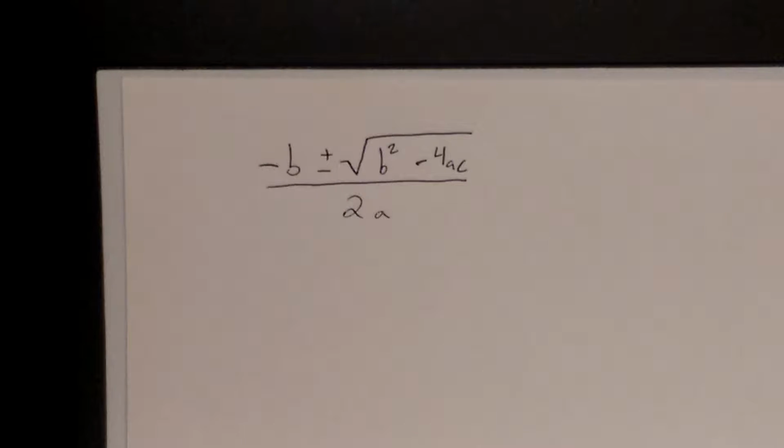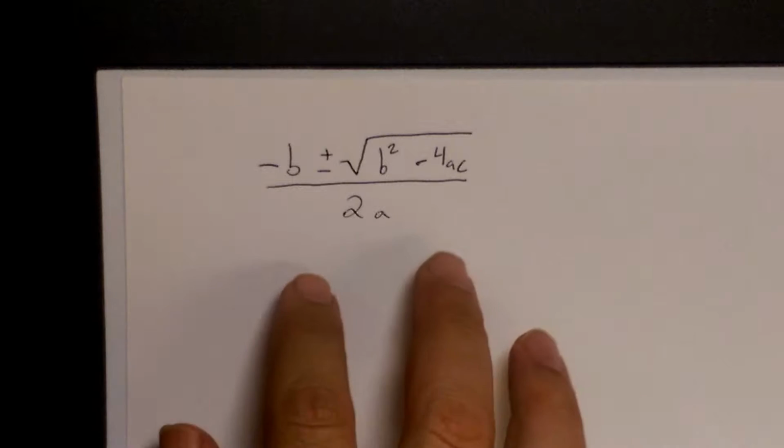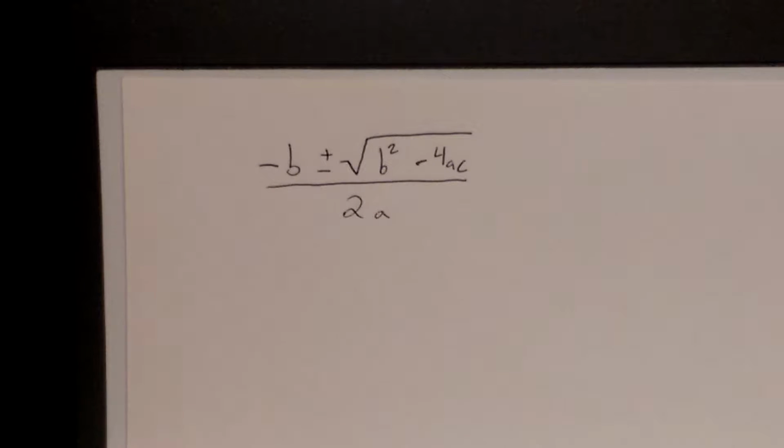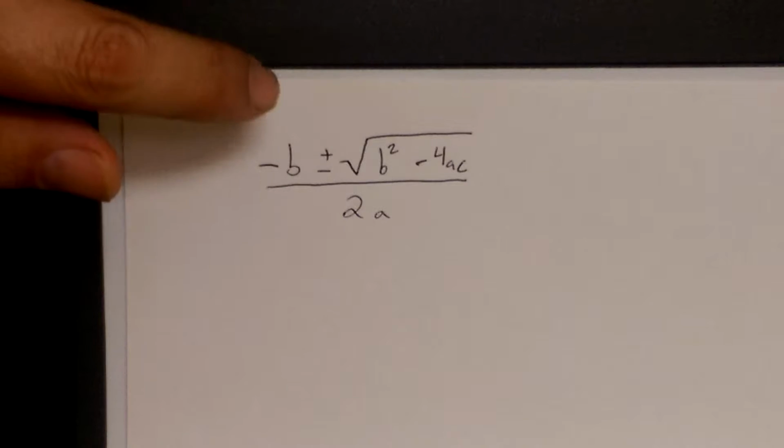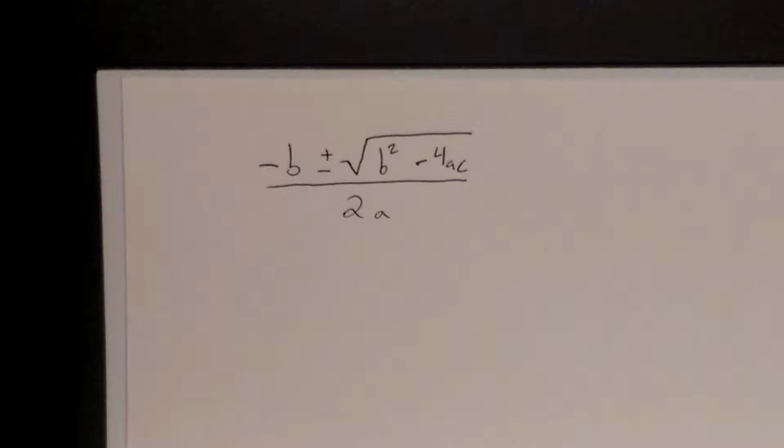Alright, so previously we've talked about how to use the quadratic formula in order to find the zeros or the solutions of a quadratic equation. We also talked about completing the square, and now what we're going to do is show where this formula actually comes from.